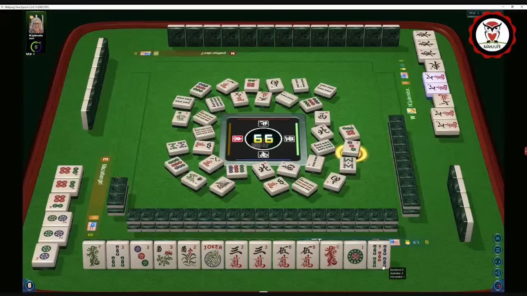Three dots. So that would be a potential tile for us, but we're not ready for it. We would need to Kong if we play 1, 3, 3, 5.